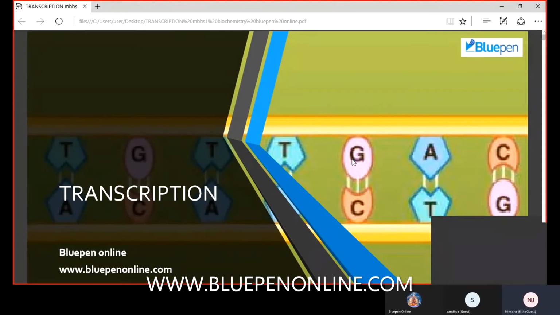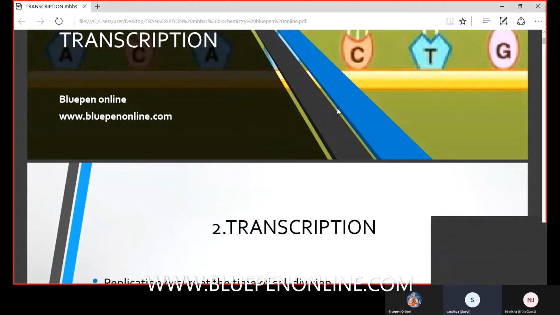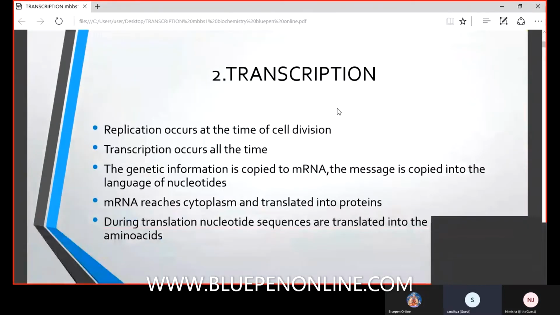Then what is transcription? What is the definition of transcription? The formation of RNA from DNA. There are three types of RNA. Which type of RNA is formed in transcription? mRNA. Okay, good. mRNA. What is the central dogma of biology? DNA can convert into RNA and RNA will be converted to proteins.